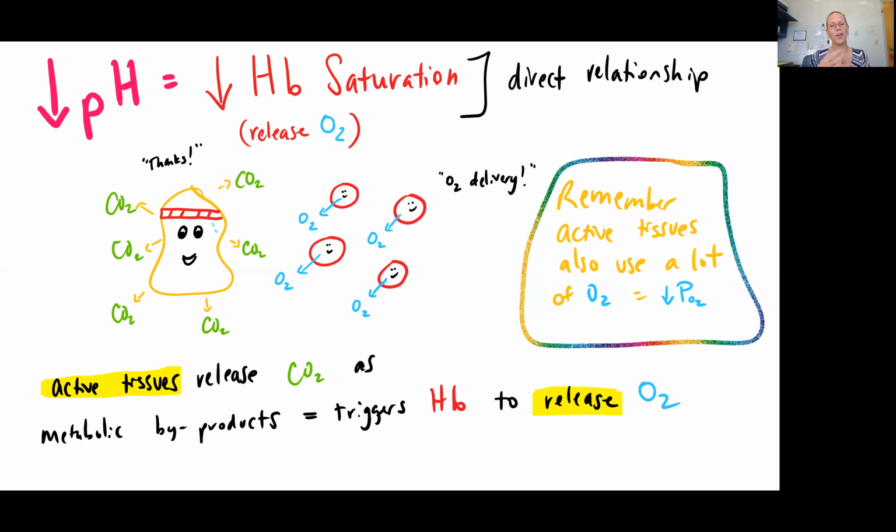Again, not only are we seeing more oxygen released to active tissues because of the Bohr effect, but we also saw it earlier because of the difference in partial pressure. So here's two ways that active tissues are pulling more oxygen basically out of the bloodstream compared to our tissues at rest.